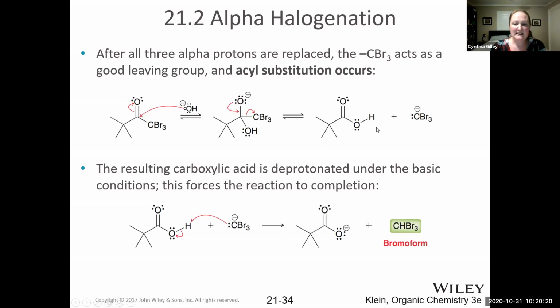Remember that carboxylic acids have a pKa of 5, so they're pretty acidic. And even though this carbon anion is fairly stabilized by induction of the bromines, right, it is still basic enough to deprotonate a carboxylic acid. So the products before the acidic workup are the carboxylate and bromoform. And after the acidic workup, the carboxylate will be converted back to a carboxylic acid and potentially isolated at that point.